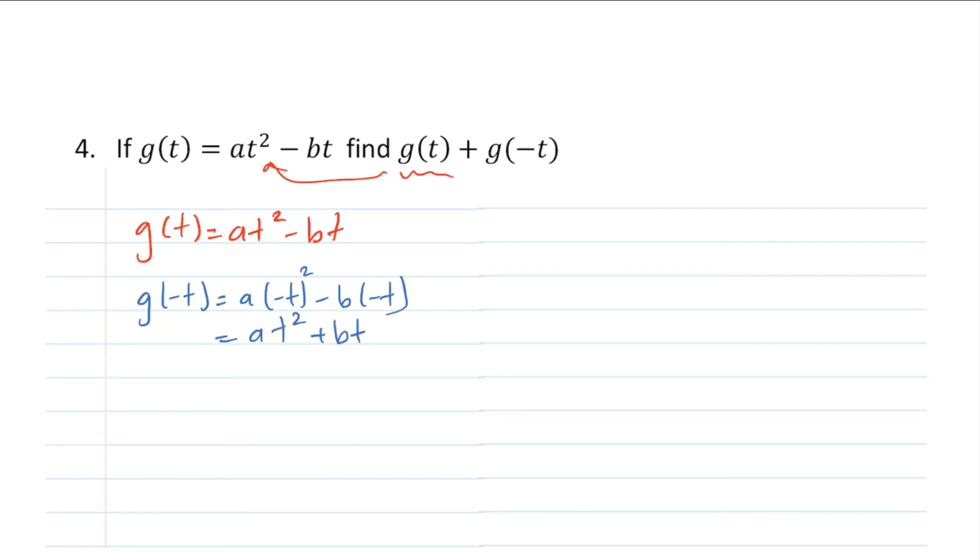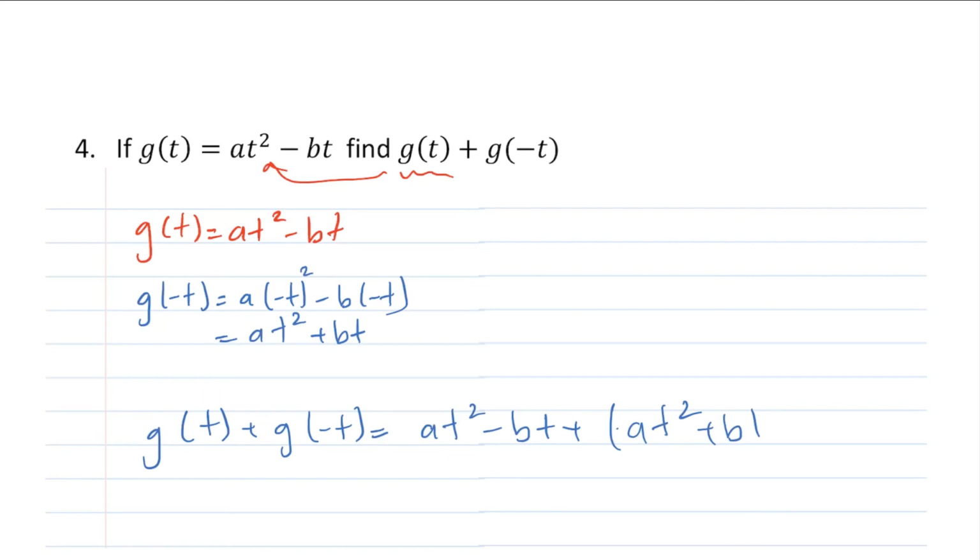Now I'm going to have to add the two together. So for g of t plus g of minus t, I've got at squared minus bt plus at squared plus bt. You do not have to put in this bracket to separate it. I'm just doing that here to show you. So at squared plus at squared is 2at squared, and minus bt plus bt, that cancels. Your answer is 2at squared.